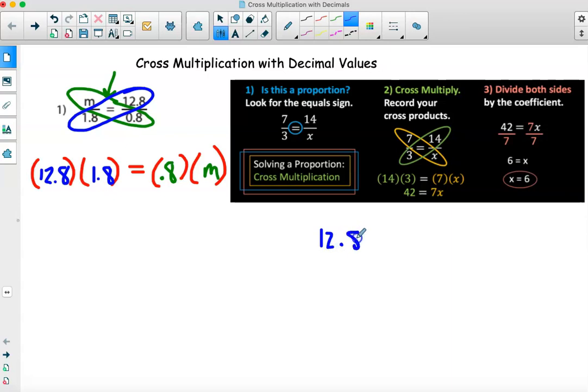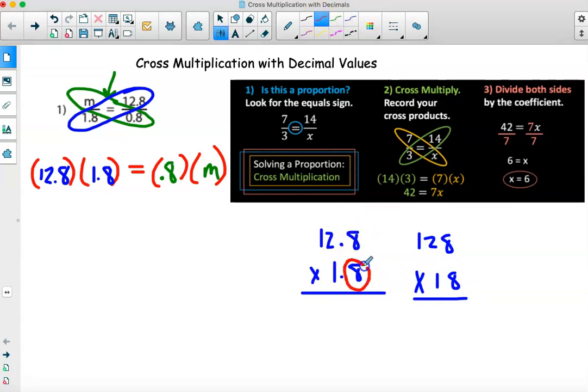And here is where we need to do a little review of multiplying with decimals. So multiplying with decimals is just like you would multiply when you have a number that doesn't have a decimal. In fact, if I were to multiply 128 by 18, I would get the same answer as when I multiply 12.8 times 1.8. It's just I'd have to pay attention at the end about where the decimal went. So we're going to start by multiplying all of these numbers by 8.